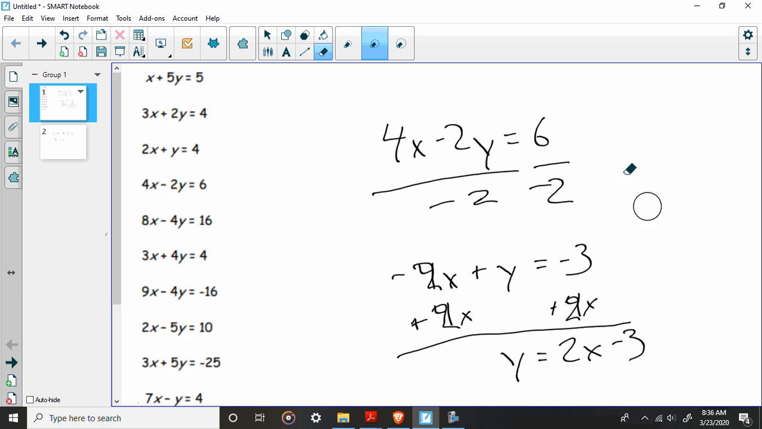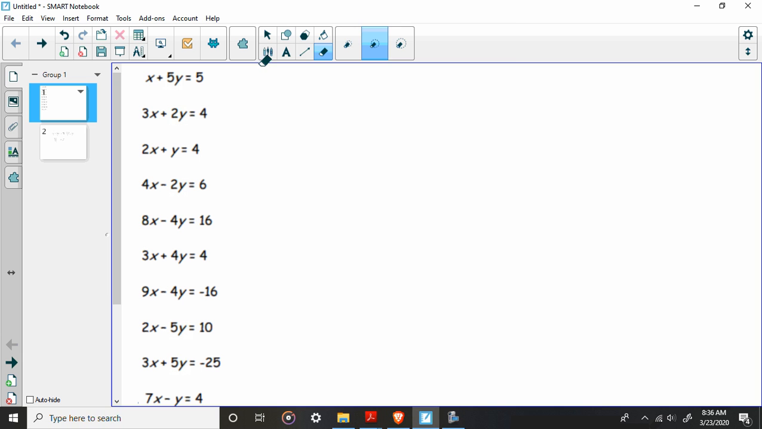If you're not too sure about things, stick to the adding or subtracting, then the multiplying or dividing method. So let's do maybe two more of these.